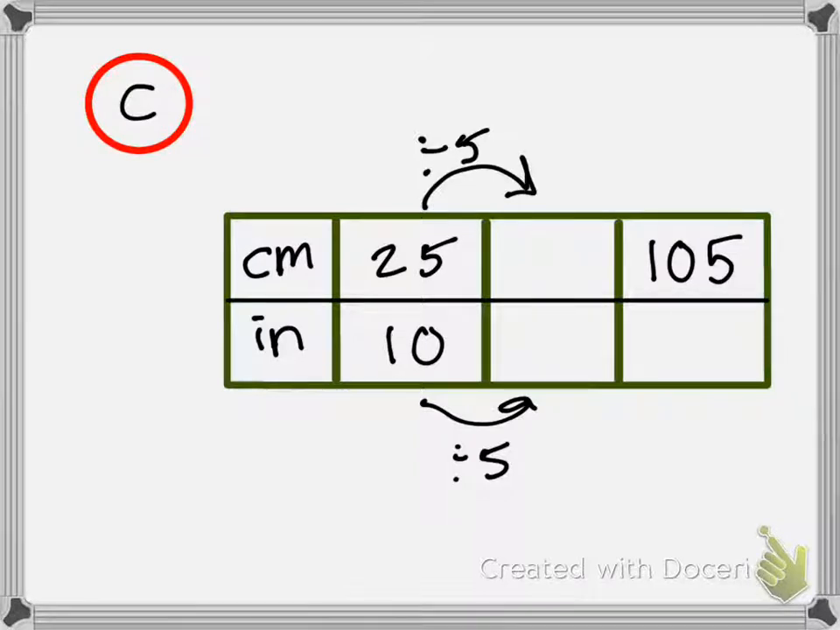What is 25 divided by 5? Fingers up, fingers up. Yes, it is 5. What is 10 divided by 5? Fingers up, fingers up. Yes, it is 2. So now, how do we get from 5 to 105? We're not going to show our fingers up because it doesn't work. How do we get from 5 to 105? Daniel.